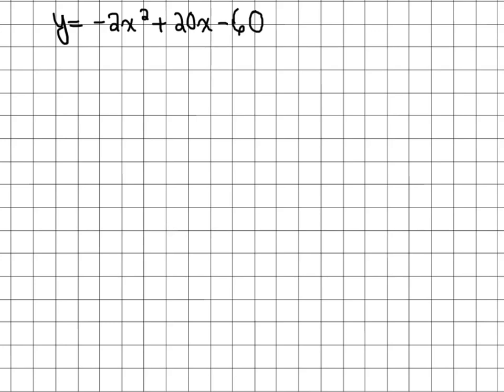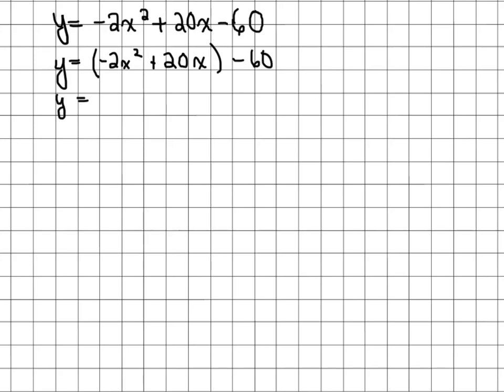Alrighty, so what I'm going to do with this one is I'm going to start by actually going right to vertex form and then looking at how to get all of the properties from vertex form. So I am going to group my x squared and my x's together. My units off to the side.